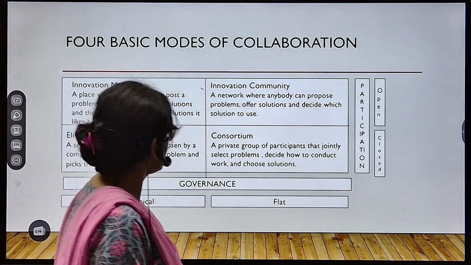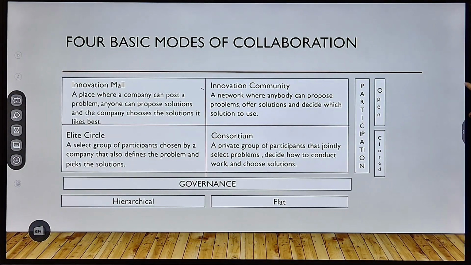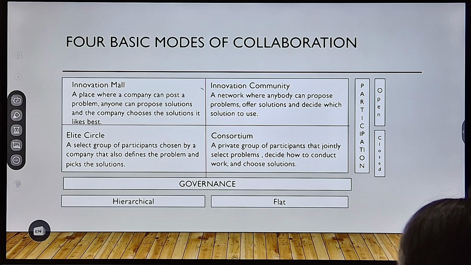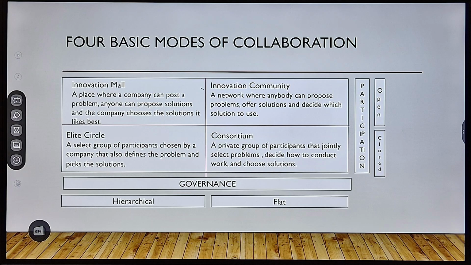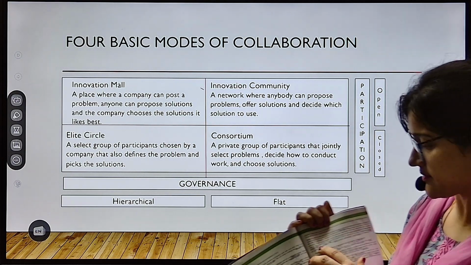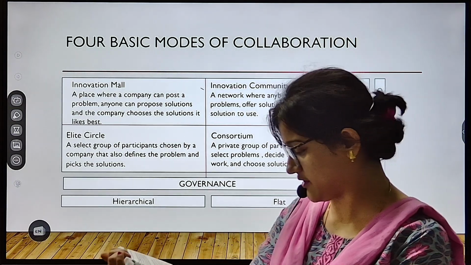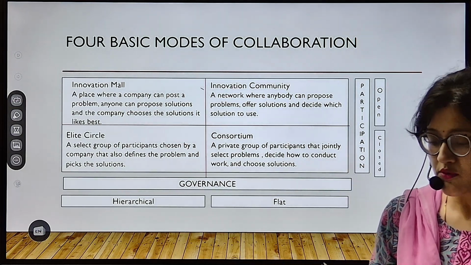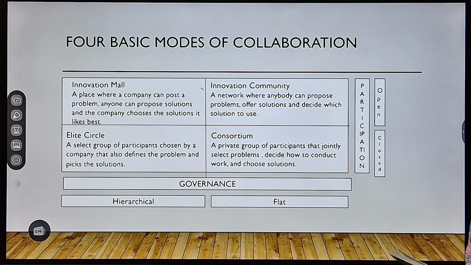Next is your 4 basic modes of collaboration. This is also there in your Harvard Business Review. The persons who have given this model of collaboration are Gary P. Pisano and Robert Verganti. It is in the second paragraph on your page 201. Remember the persons' names who have proposed this model.